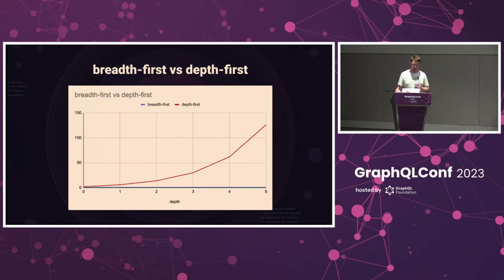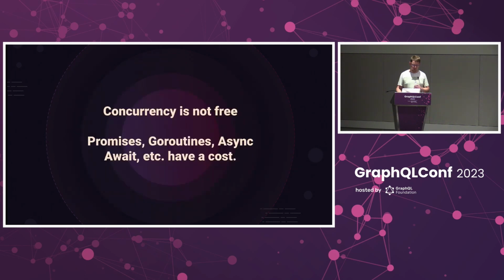And if we create a diagram, it looks like this. So by using the depth first approach, the more items in an array you have and the more depth in your query, the more threads you create. And with the breadth first approach, it's kind of O(1). And concurrency is not free. It doesn't matter if you have promises or coroutines or async await or anything, that has a cost.